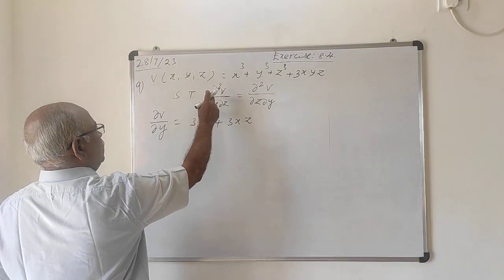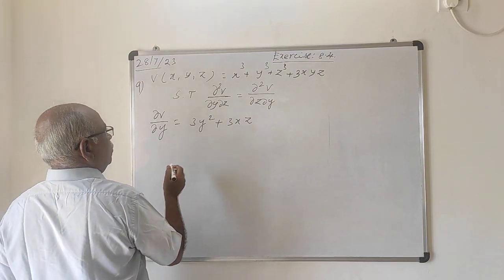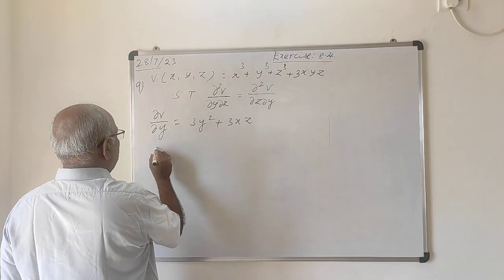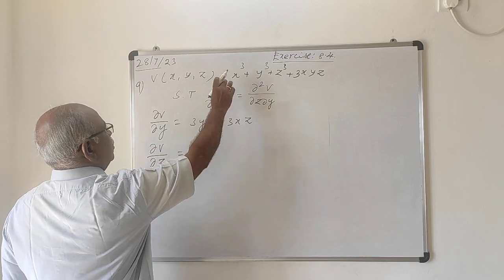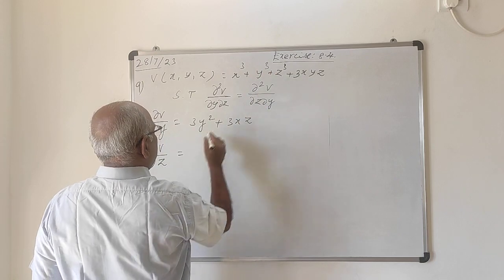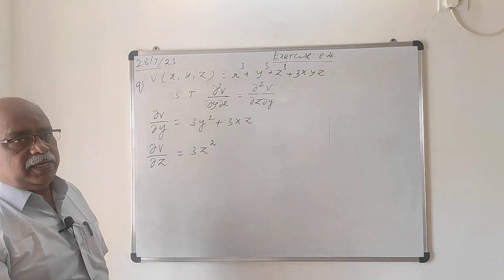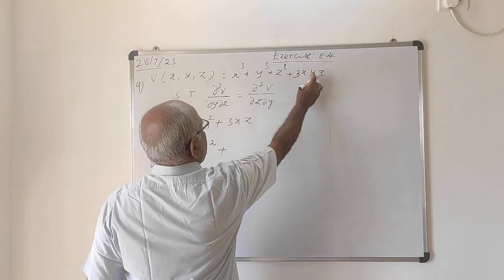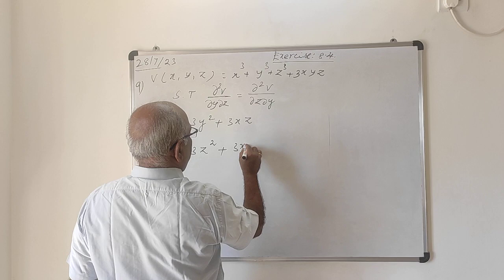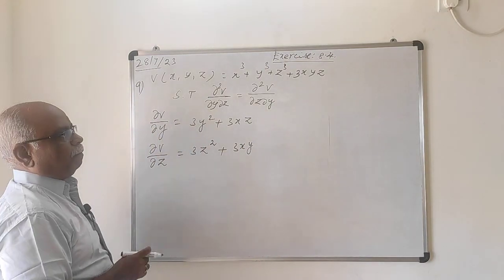Now, dou square v by dou y dou z. For that, we want to find dou v by dou z. Here also x and y are constant. Z cube is 3z square, since we are differentiating with respect to z partially, plus 3xy are constant. Derivative of z is 1. This is dou v by dou z.